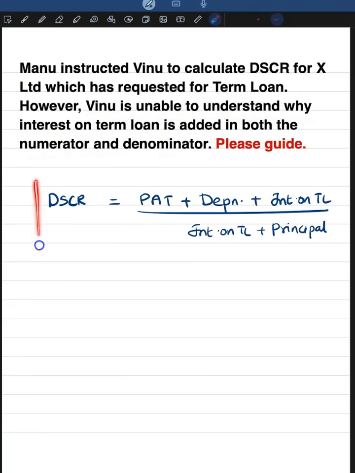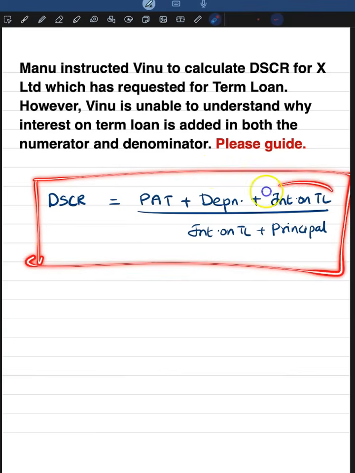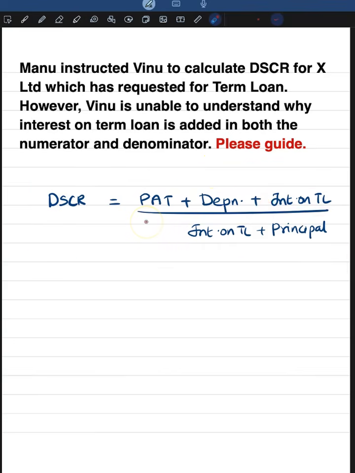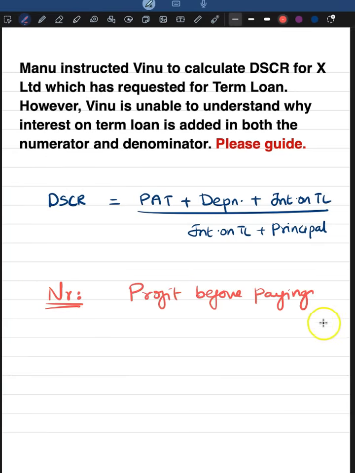Please guide. Yes, if you look at the DSCR formula, you are going to see interest on term loan in both the numerator and denominator. First, I'll explain why it is added in the numerator. The idea is to know what is the profit before paying interest, because only when you know the profit before paying interest, you can compare the same with the repayment commitment, which is interest and principal.